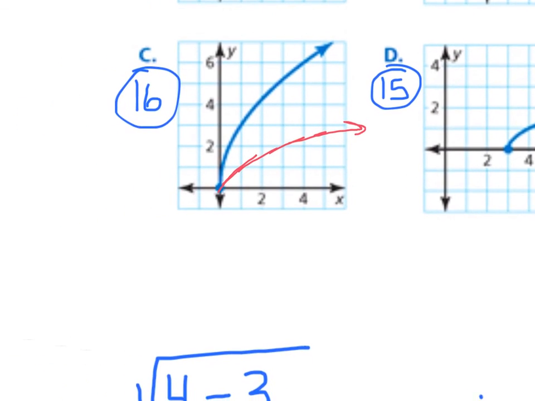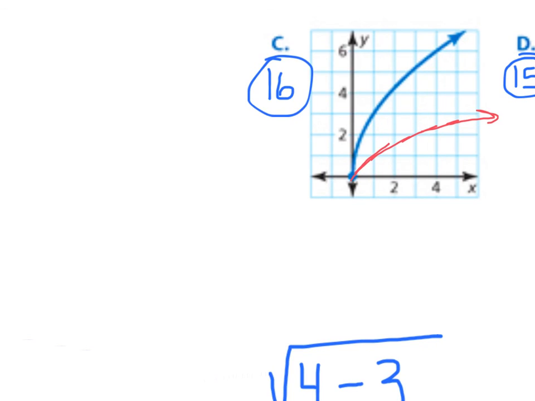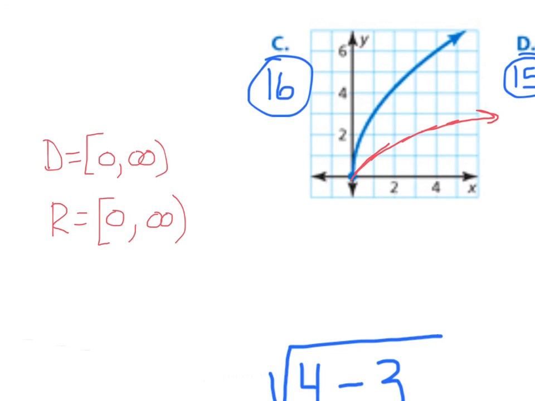Let's move over to our last one. Let's find the domain and range of C. So again, I'm going to write D equals and R equals. And I can see that for the domain, remember, we tell how far left it goes. Well, this is the furthest left it goes, and that's 0. So it starts at 0 and it moves right forever, so we call that infinity. And then on the range, it also goes down. 0 is the lowest it goes down, and it goes up forever, so that's also called infinity. So on C, the domain and range are the same.